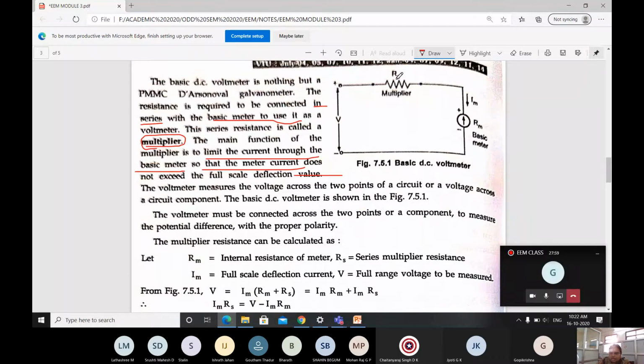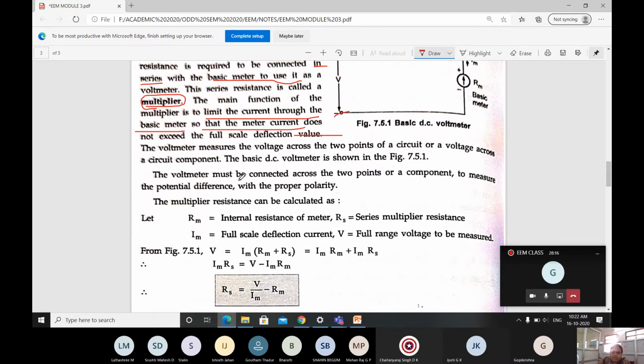Here is the construction where the multiplier is taken as Rs. Here, the series resistance is Rs, and this is our basic meter where the deflection is going to occur. The current flowing through is Im, and the internal resistance is taken as Rm. Here it will be taken as the voltmeter supply. Then the voltmeter must be connected across the two points, or the components we are going to measure the potential difference across, with the proper polarity. Otherwise we will be getting negative values, right?